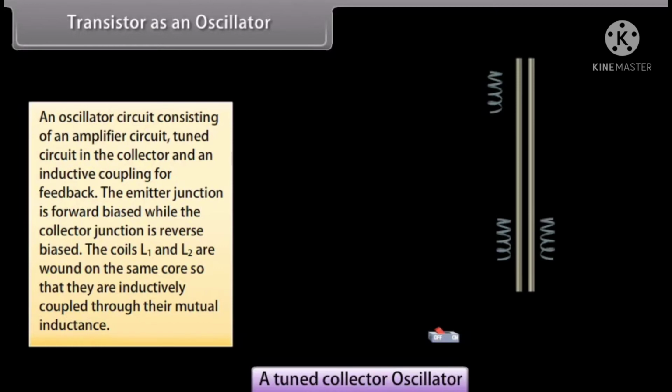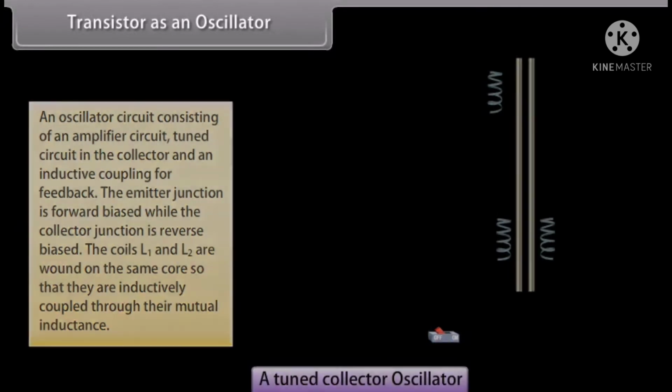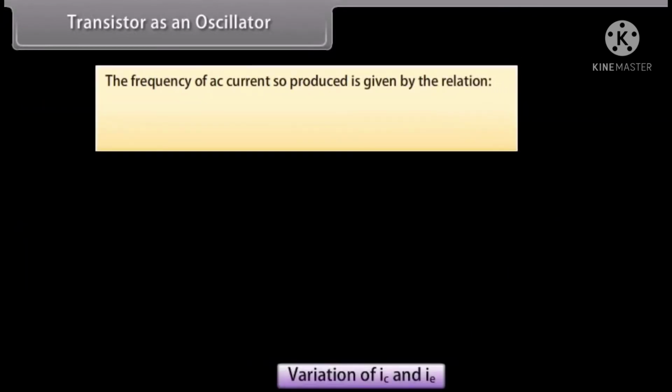On pressing the key, collector current suddenly starts flowing through L1. Consequently, a voltage is induced in coil L, which charges the capacitor C with such a polarity as to support the forward bias of base emitter circuit. On reaching saturation, collector current stops varying, hence induced EMF in coil L vanishes. The frequency of AC current so produced is given by the relation f is equal to 1 upon 2 pi multiplied by 1 upon under root LC.